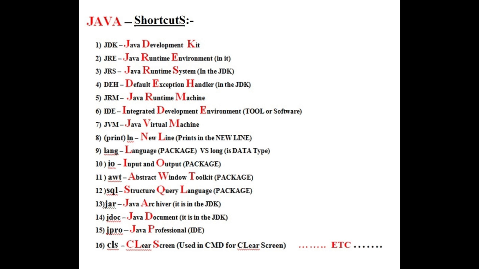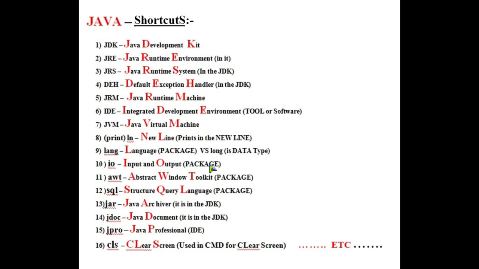Println. LN stands for new line. Lang is a package. Lang means language. Long is a data type. Long and lang will be a little confusing here, O and A. In the upcoming days I will be posting interview questions and answers. What is the difference between class, interface, lang, long, final, finally? There are so many interview questions, a very important video.